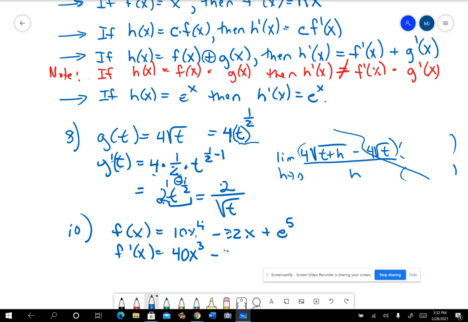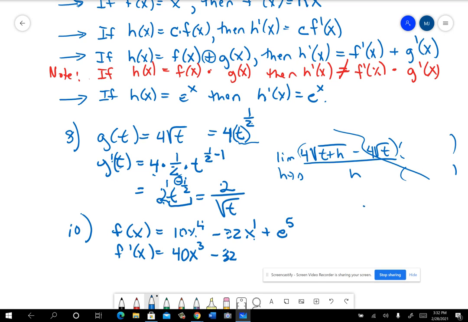This one would be minus 32. It's like that's to the first power. So that would be minus 32x to the 0, and x to the 0 would be a 1. So that's why that's just minus 32. And then don't think that the derivative of e to the 5th is e to the 5th.